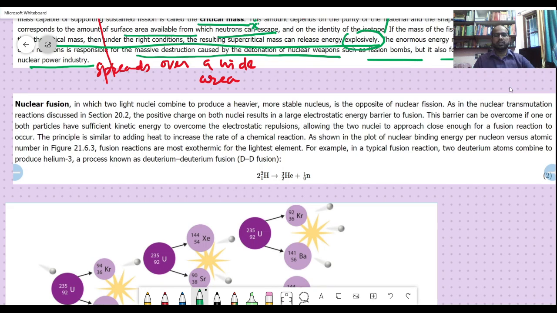So here in fission, it is clear. Remember, fission is breaking.